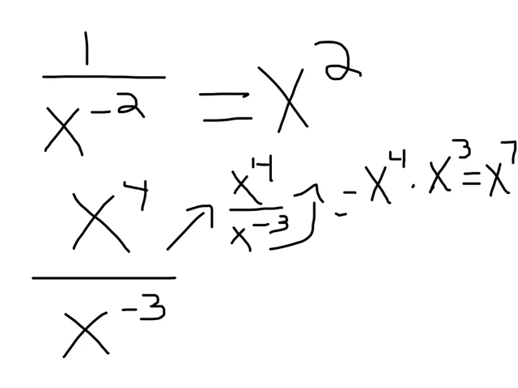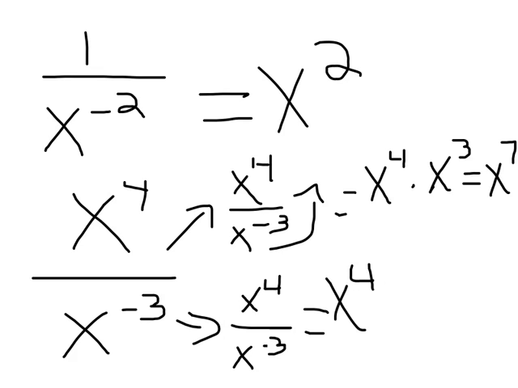A second way we can look at this is to say, okay, I have x to the 4th on top, and I know from my rules of exponents that when I divide, I subtract. So I'm going to go ahead and just do that. That equals x to the 4th minus a negative 3 in the exponents. And then when you subtract a negative, you end up with a positive, so you end up with x to the 7th. Either way, you get the same answer.